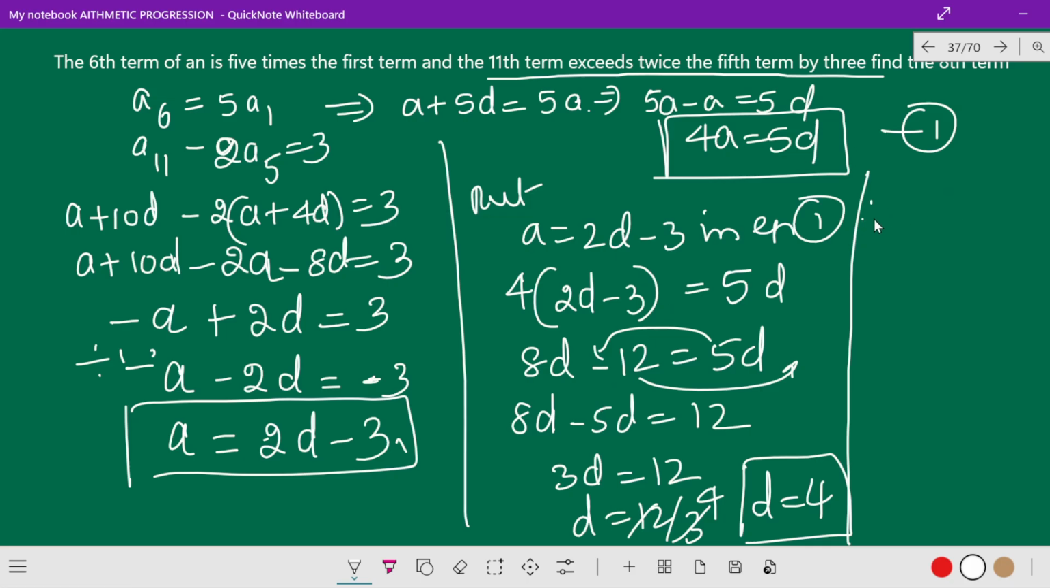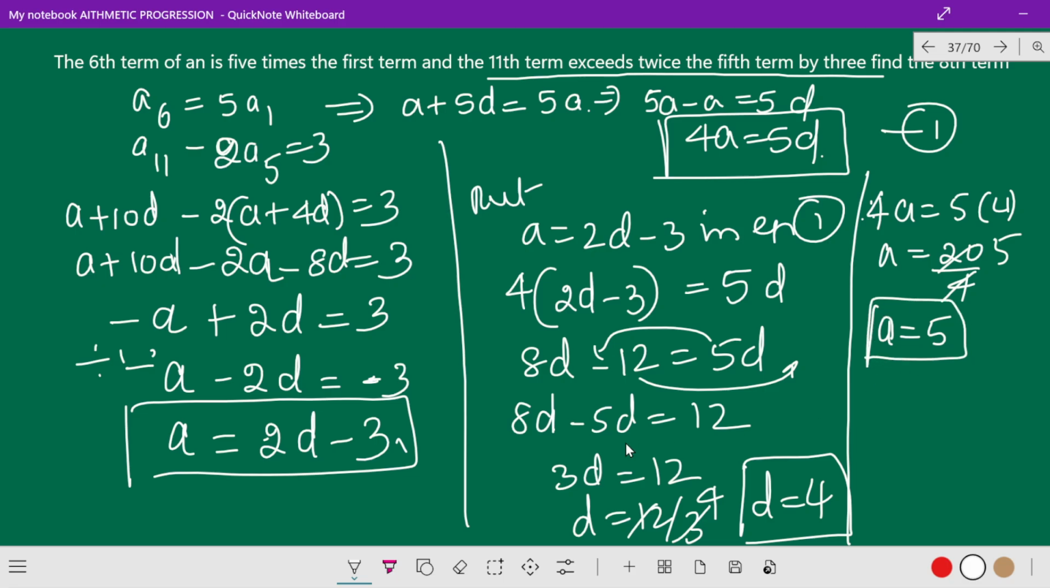Therefore, put the value of D here. So 4A is equal to 5 into 4. So A is equal to 20 by 4. 4 ones are 4, 4 fives are 20. So A is equal to 5.